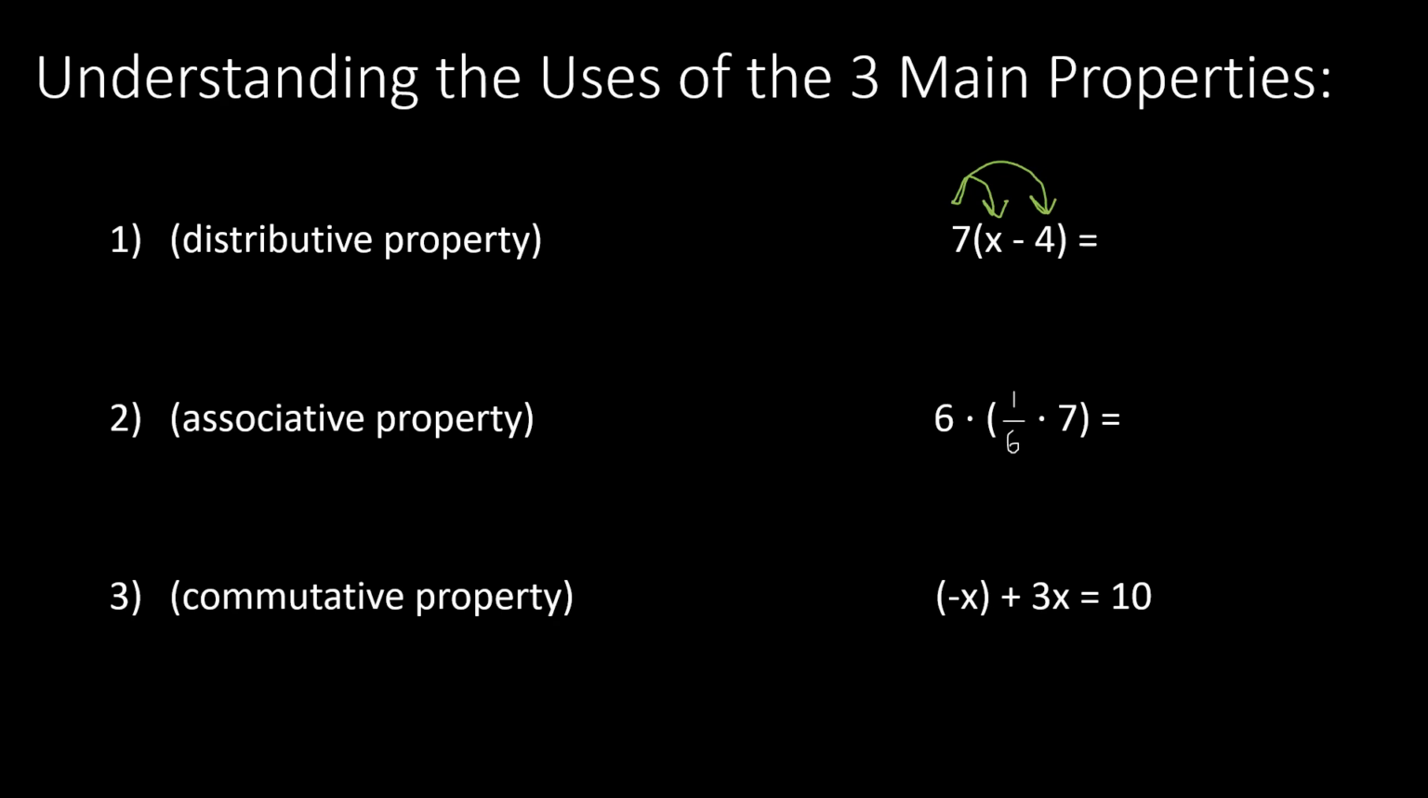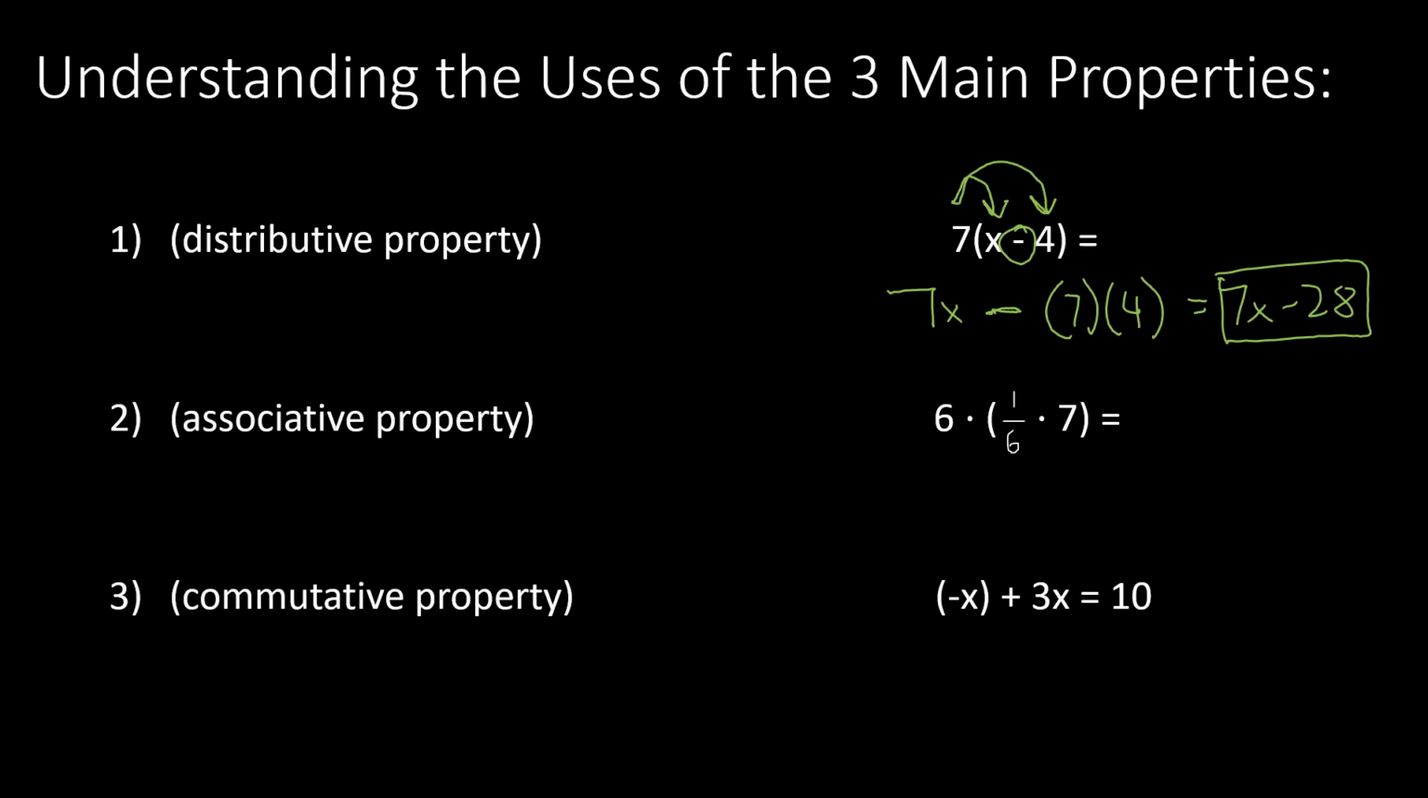Then we get 7x, and you always have to remember this minus sign. We keep it in the middle, and we have minus 7 times 4. Now that is equal to 7x minus 28, since we just multiplied 7 by 4, and that is our answer. As you can see, this is how we use the distributive property.